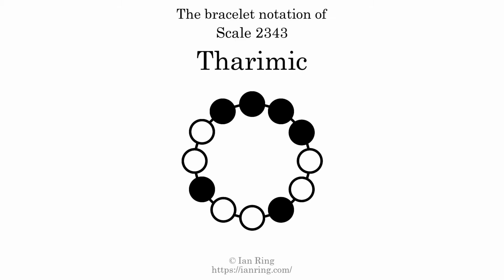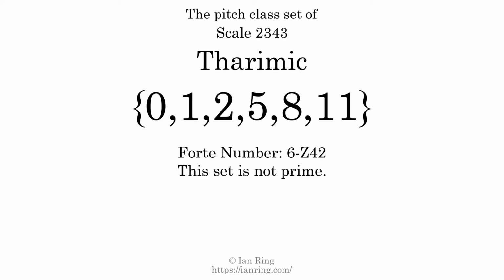This is a bracelet notation diagram of scale 2343. The shaded circles represent tones that appear in the scale, and they are read clockwise, starting at the top. The pitch class set for this scale is 0, 1, 2, 5, 8, 11. The forte class is 6Z42. This set is not prime.